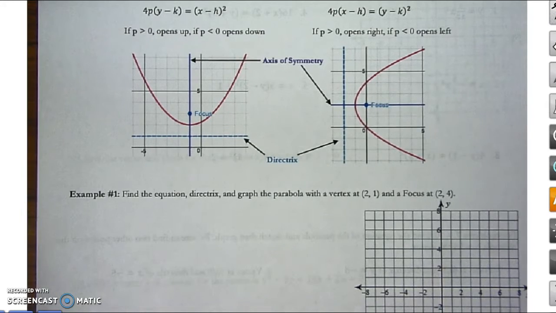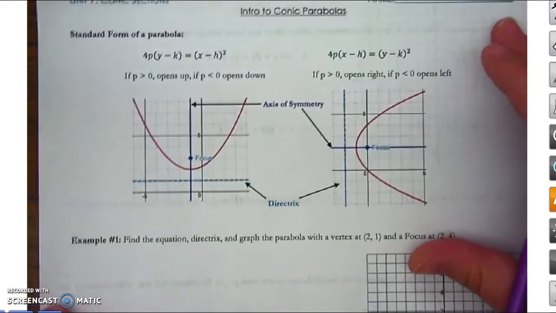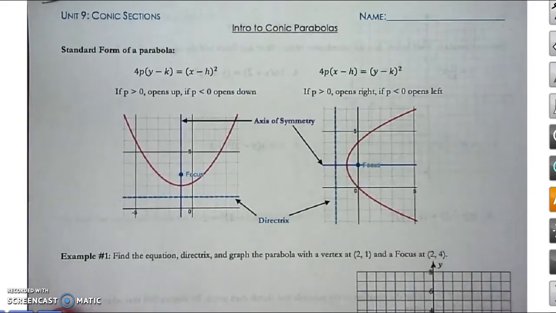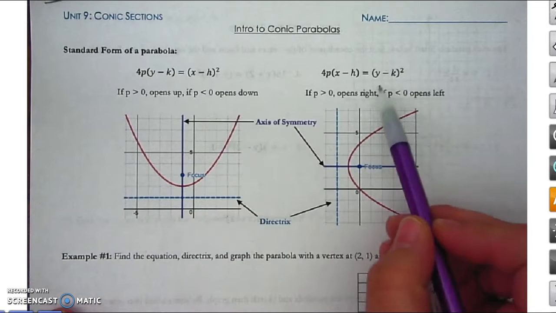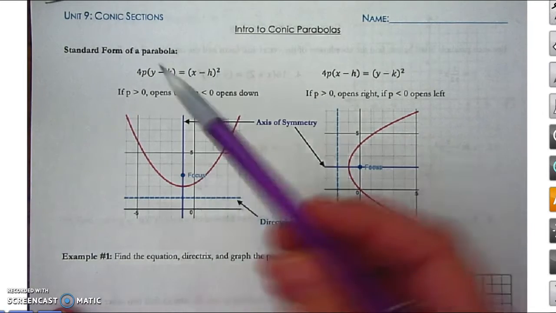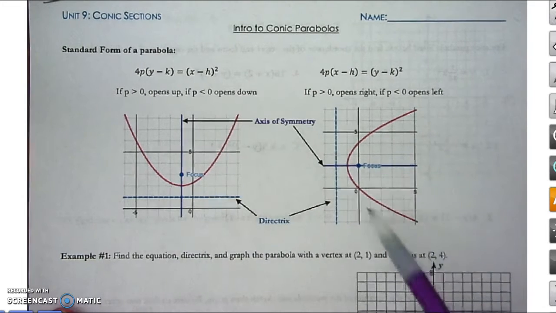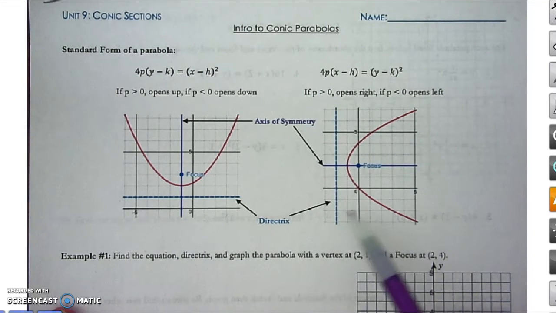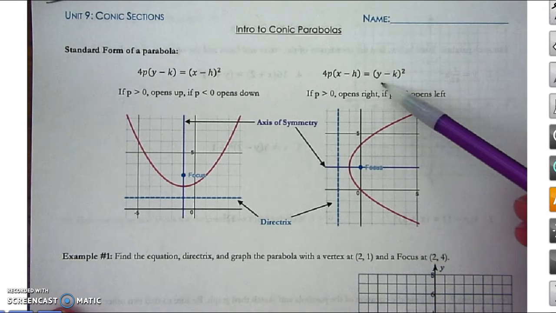So you guys just finished a Desmos activity introducing parabolas, and they had two different standard forms there. One of them is for parabolas facing upward and downward, and that is when the x value is squared. The other one was for parabolas facing left and right, and that's when your y term is being squared.